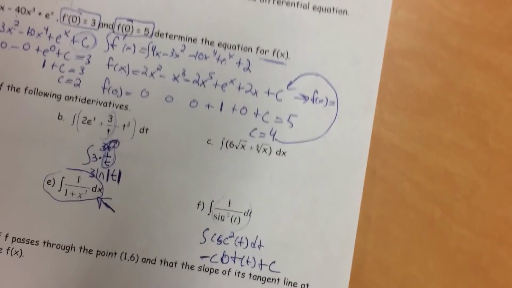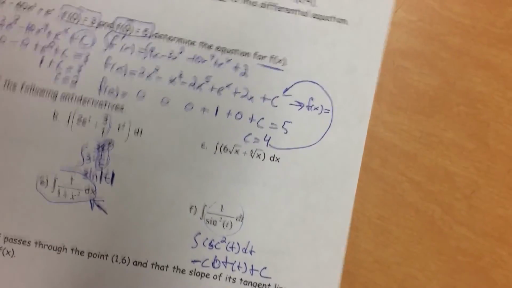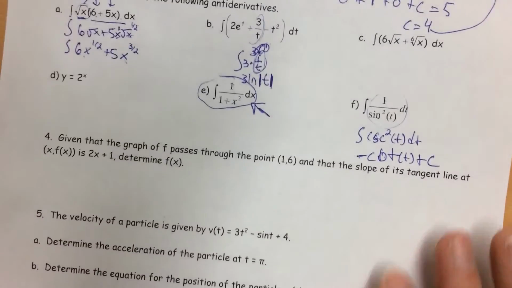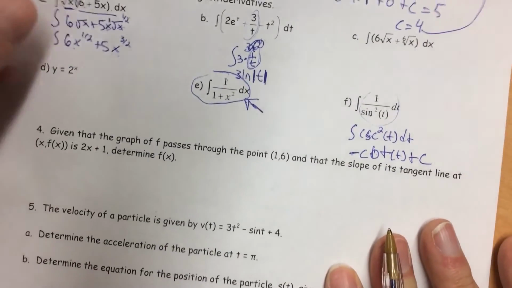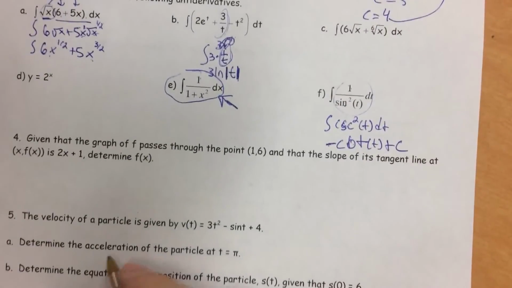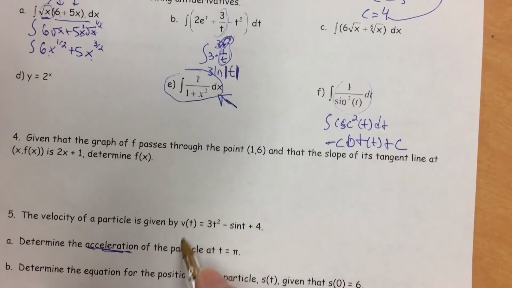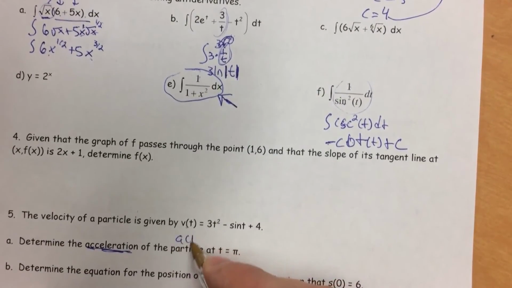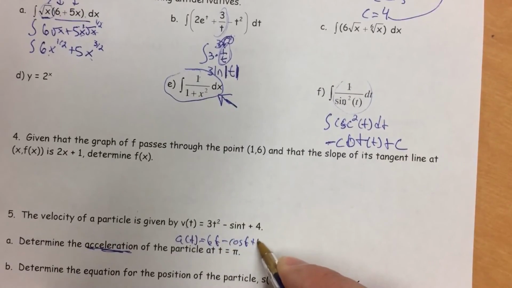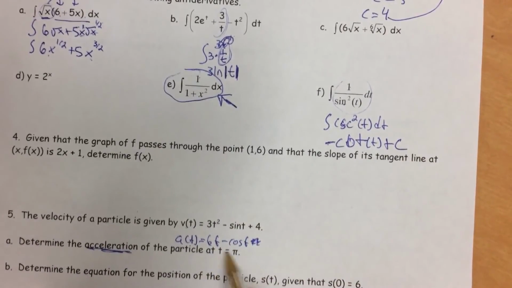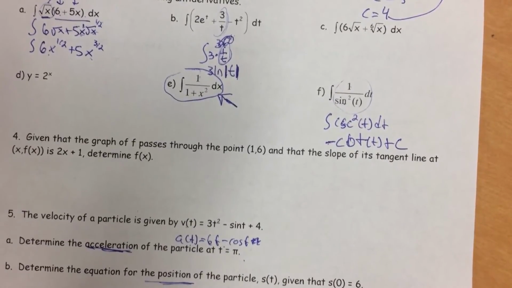All right, let's look at number 5. It gives you the velocity. It says the velocity is v of t equals 3t squared minus sine of t plus 4. First, it asks for the acceleration. Well, the acceleration is the derivative of velocity. So a of t equals 6t minus cosine of t plus 0. That goes away. And you just plug in pi, right? You're evaluating it. But then it asks for the position of the particle.